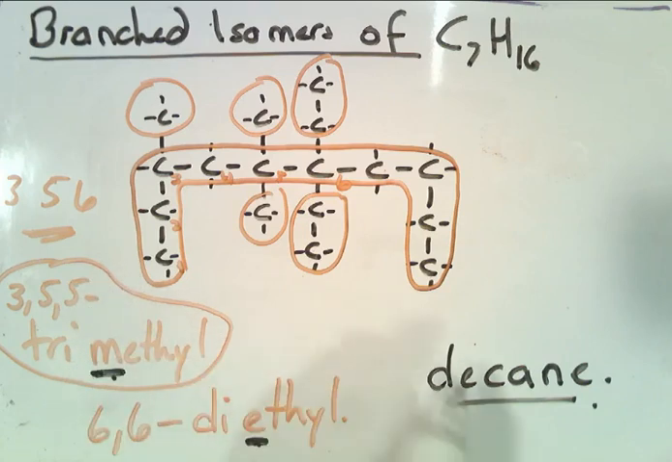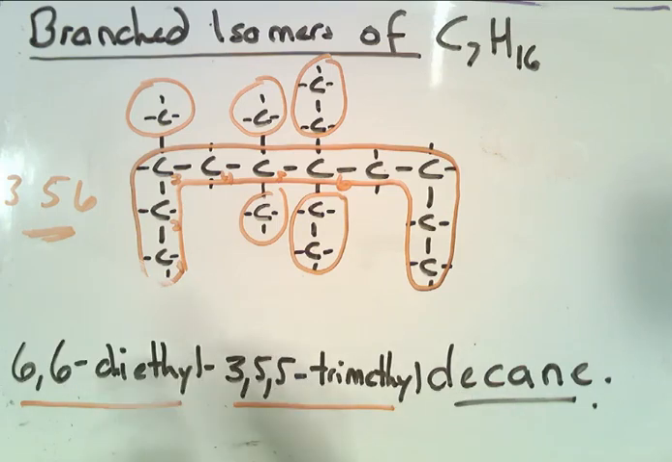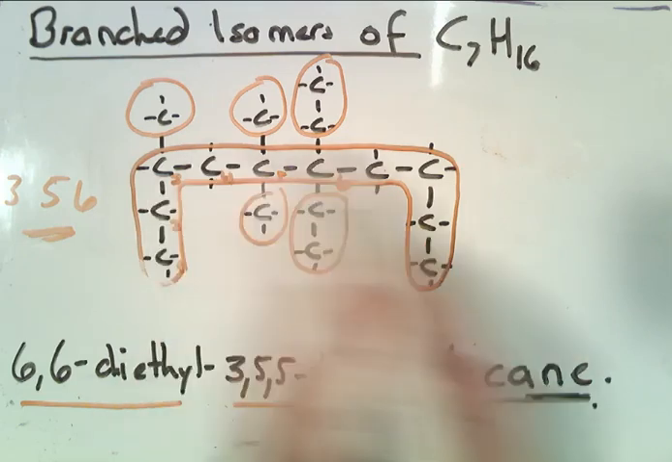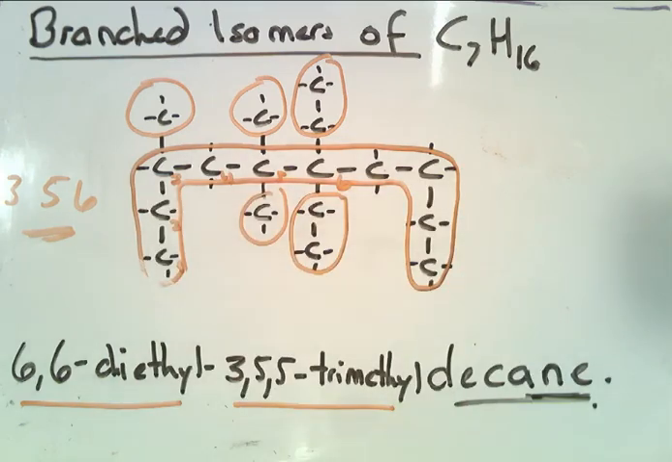3,5,5-trimethyl decane. Okay. So you notice when you write it out, you put commas between the numbers, and then a dash between the numbers and the prefix. A dash, 3,5,5 with commas, then another dash, trimethyl, nothing here, decane. Ane because it's an alkane and it's saturated, it has single bonds between the carbons, single carbon-carbon bonds.